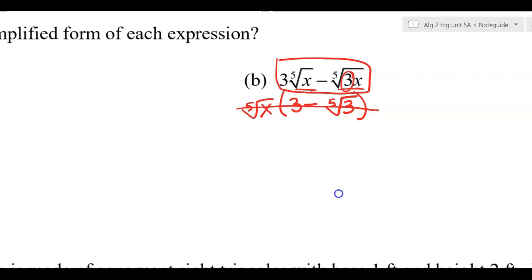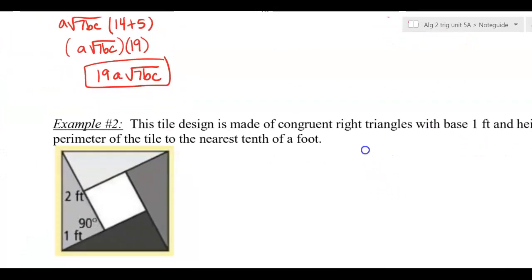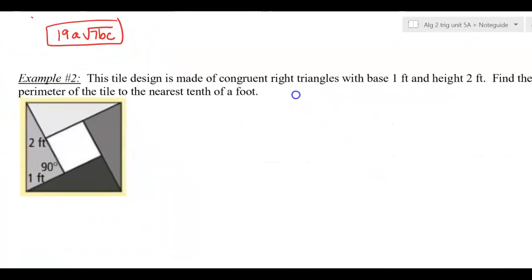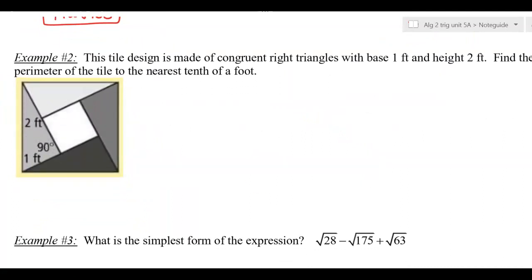All right. So here's an application problem. You guys are going to have an application problem in the homework as well. So this is a tile, okay? And it says that the tile has congruent right triangles on it. So here's the right triangles, in case they're a little hard to see. They've marked this angle as 90. And then it says the base is 1 foot and the height is 2 feet. So those are the lengths of the legs of the triangle. And all 4 triangles are the same.